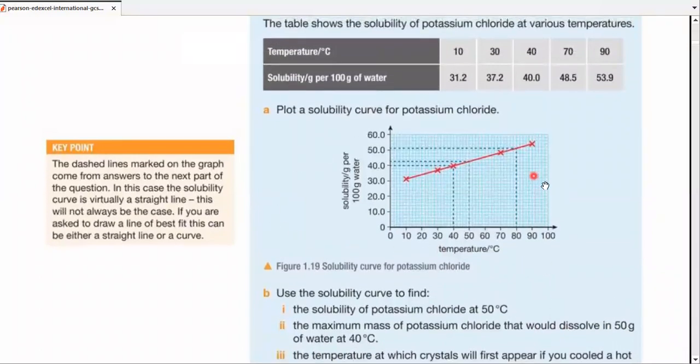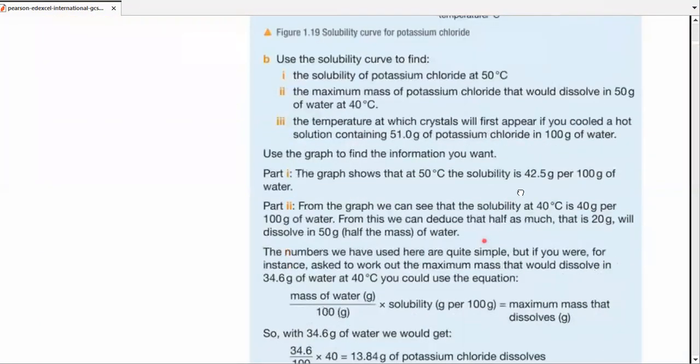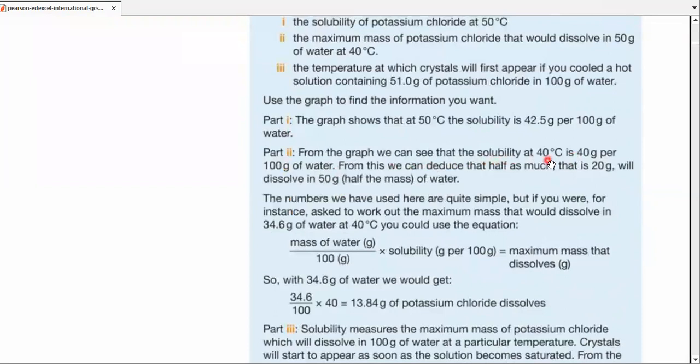Now, let me explain that the whole graph is drawn for 100 grams of water. So they're asking you to work with 50 grams of water at 40 degrees centigrade. At 40 degrees centigrade, they have already calculated it to be 40 grams. So actually 40 grams dissolve at 40 degrees centigrade in 100 grams of water. But what if they're asking for 50 grams? Now let's work with that. From the graph, we can see that the solubility at 40 degrees centigrade is 40 grams per 100 grams of water. From this, we can deduce half as much, or 20 grams, would dissolve in 50 grams.